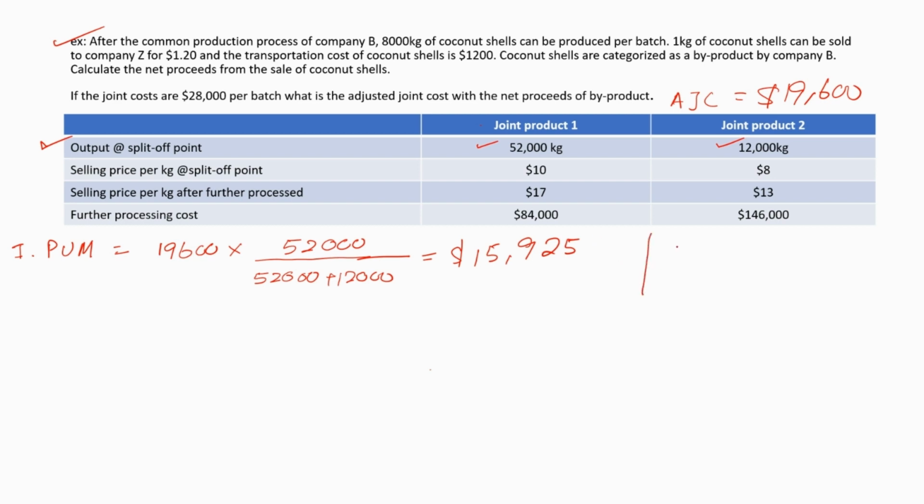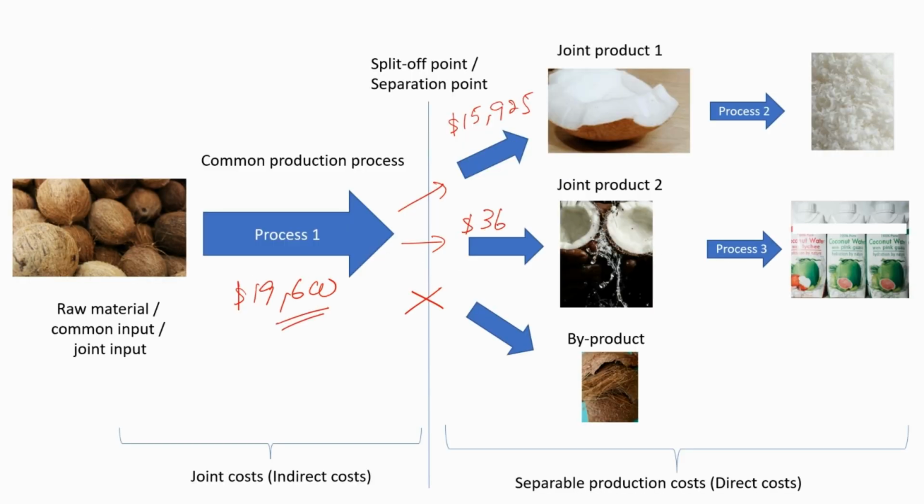Now let's calculate for the joint product 2. 19,600 multiplied by 12,000 divided by the total output at the split off point, which is equal to $3,675. As now you can see, we have successfully apportioned this cost among the joint products. For joint product 1, it is 15,925. For joint product 2, it is $3,675. As now we know, we do not apportion the joint costs to byproducts.